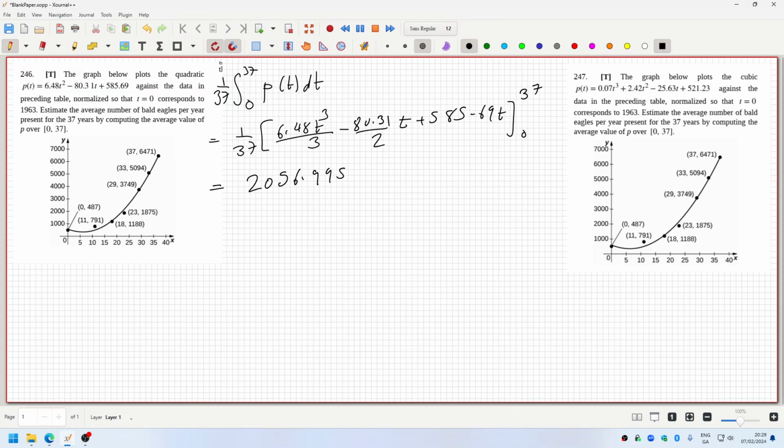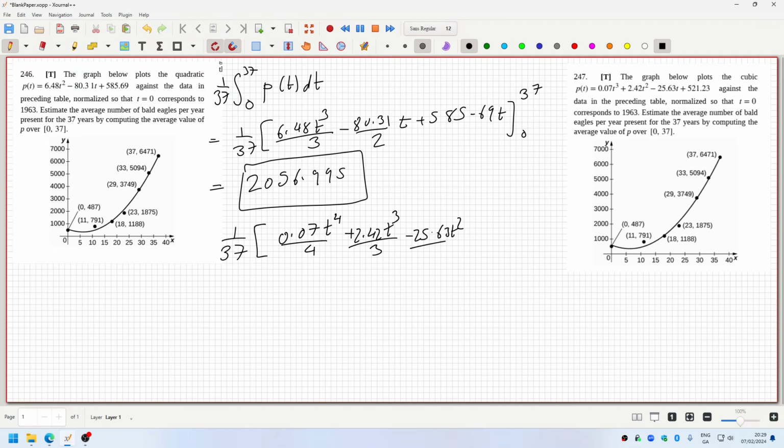Is it just a slightly different formula? It's kind of looking like it, so it's going to be the same thing. 1/37 integrate. So we'll just go straight into the answer for the integration. Oh, it's a cubic, I see. So that's 0.07 t to the power 4 over 4, plus 2.42 t cubed over 3, minus 25.63 t squared over 2, plus 521.23 t, from 0 to 37. So typing that one in on the calculator, see what we get.